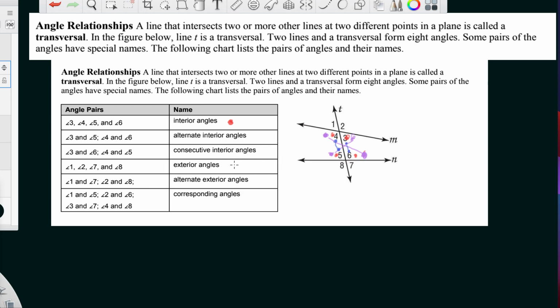So let's talk about the exterior angles. Hopefully yellow will show up. I'm going to use yellow for it. Oh, I forgot to label them.